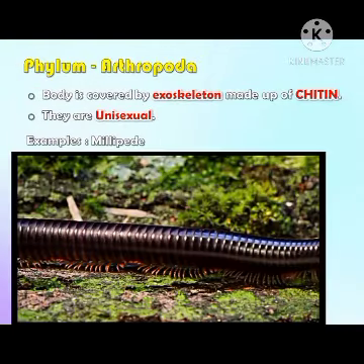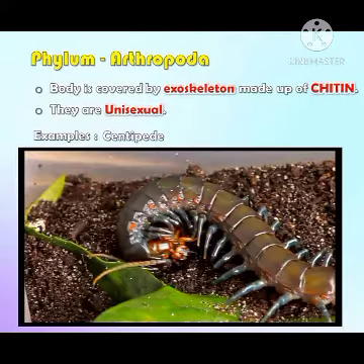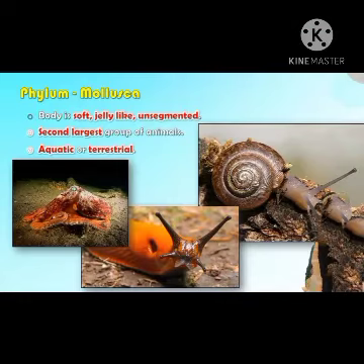Millipedes are calm animals. They have many legs, that is 1000 legs. So they are called millipede. But centipedes are one of the most dangerous predators. They hunt and eat. They are very aggressive. They are highly venomous. Now the next phylum is phylum Mollusca.